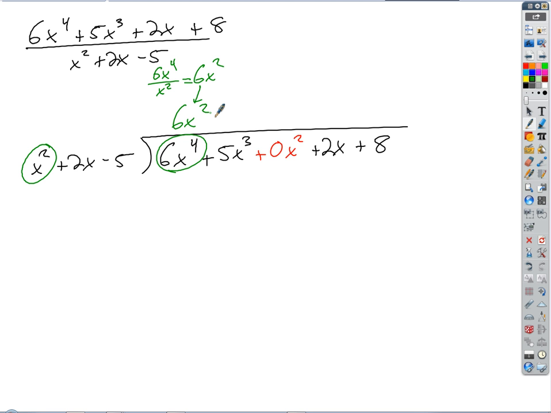And once again, all we did was ask how many times the leading term outside divides into the leading term inside. Now what do you suppose we do?